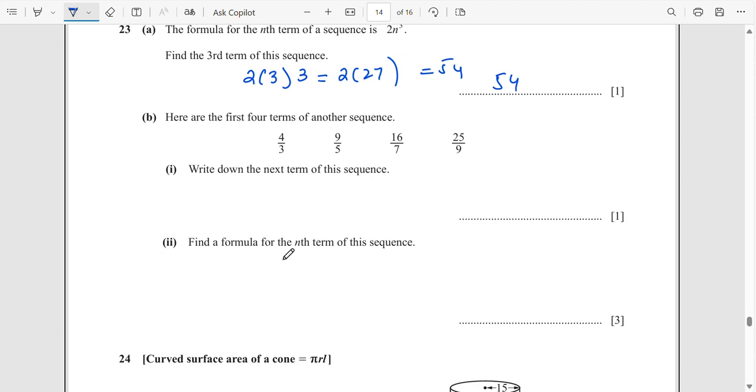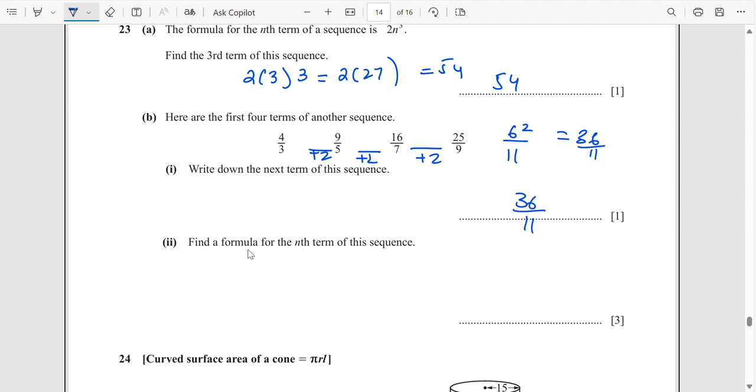Here are the first 4 terms of another sequence. Write down the next term of the sequence. Now here you can see a pattern. Here it's the square of 2, then 3, then 4, then 5. So the next term would be the square of 6. And here in the denominator you have 3, 5, 7, 9. So it's increasing by 2. So it's an arithmetic sequence. So after 9 you're going to get 11, which is 36 over 11.